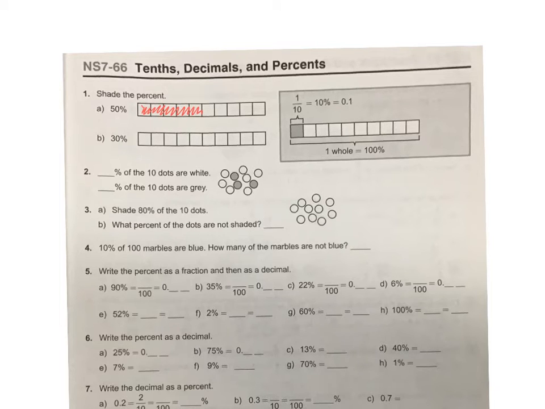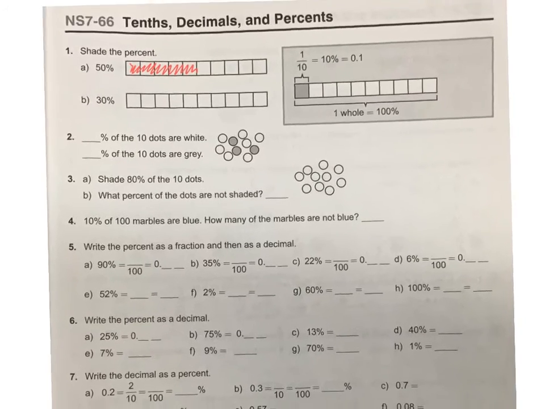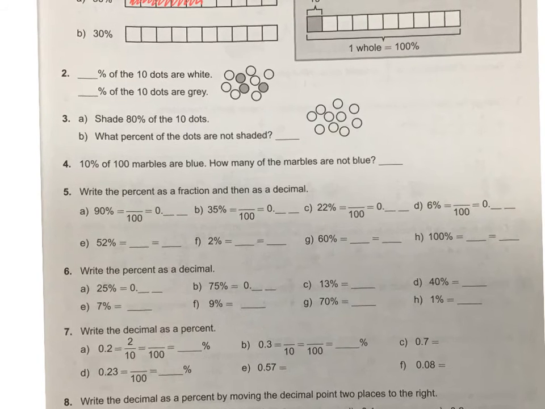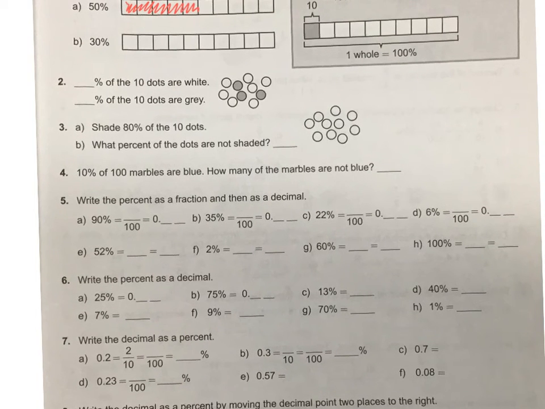So you do the same thing for B with 30%. For question number 2, they're asking us what percent of the dots are white. So if we count these dots here, we can count up how many dots are white. 7 dots are white, which means what percentage of the dots are white? 70% of the dots are white. Then you would do the opposite for gray.